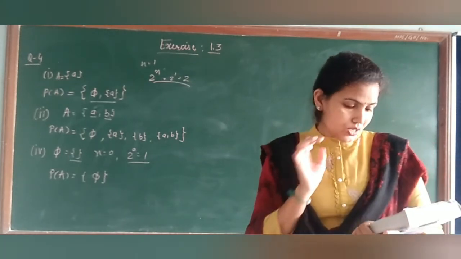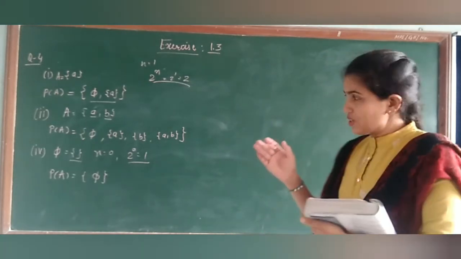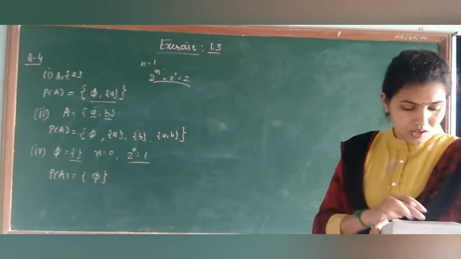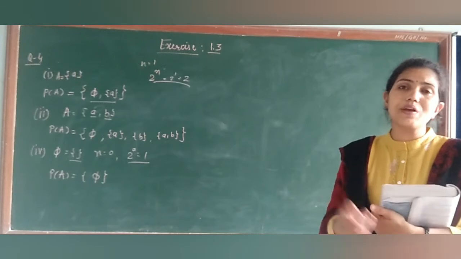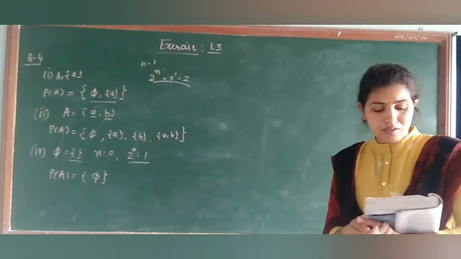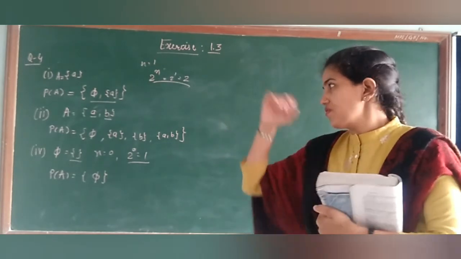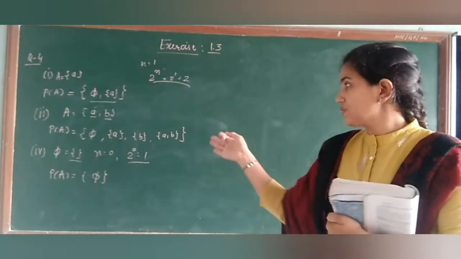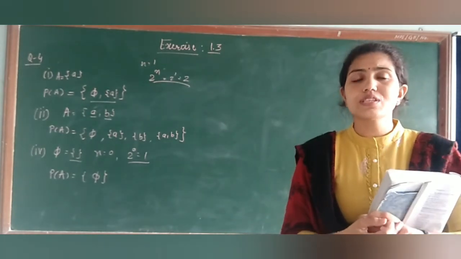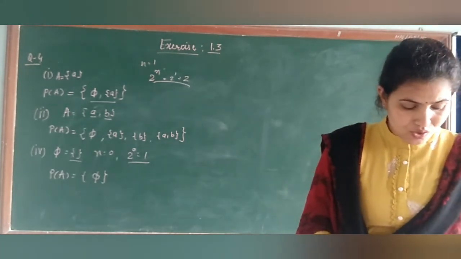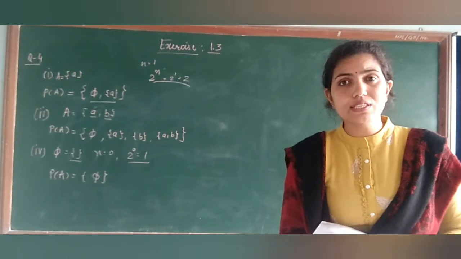Okay students, so now this is your question number 4, and now question number 5. Question number 5 is: how many elements does the power set of A have if A is equal to phi? It is the same as the 4th one. How many elements does an empty set's power set have? That is 1.